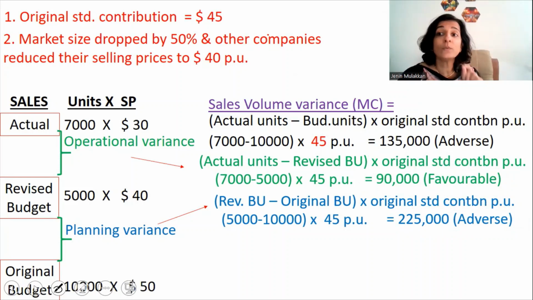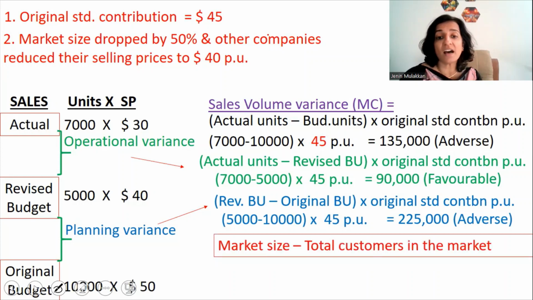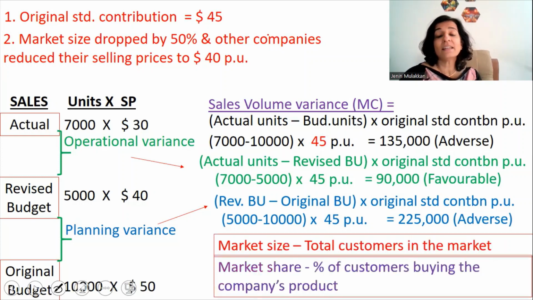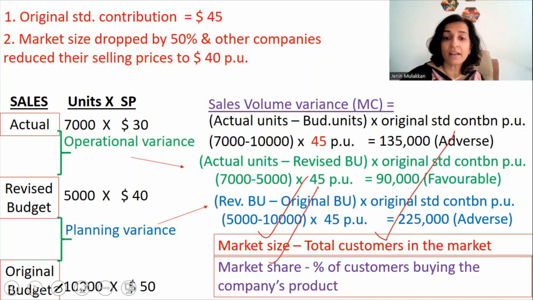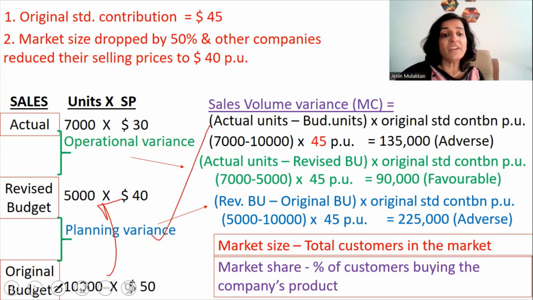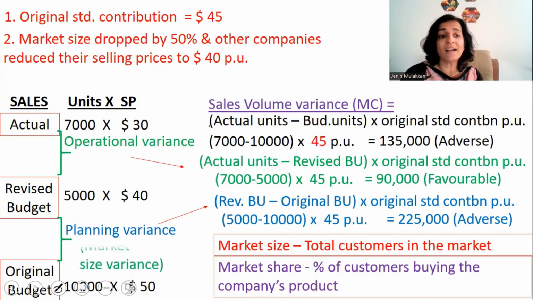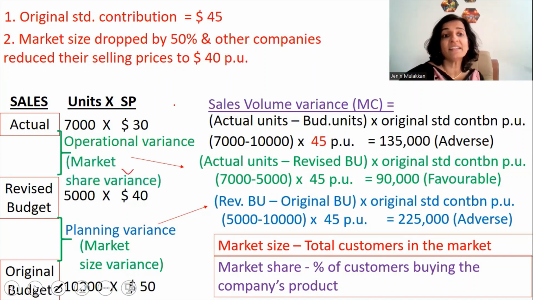Now at this point, I want you to understand the meaning of two words, and those are the market size and the market share. Market size is the total customers in the market. And what is market share? Market share is the percentage of customers buying the company's products. Planning variance is also known by the name market size variance. The operational variance is also known by the name market share variance.